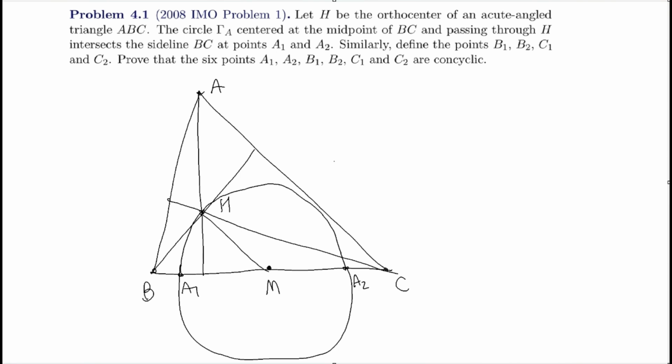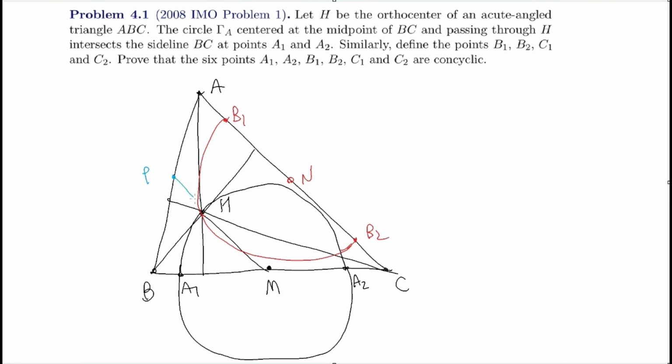And we also have the similar points. So I'm going to draw this in red. So N, and then we have something like that. So that's B1 and B2. And I'll draw the last circle in blue. So this is point P, that's the midpoint of AB.